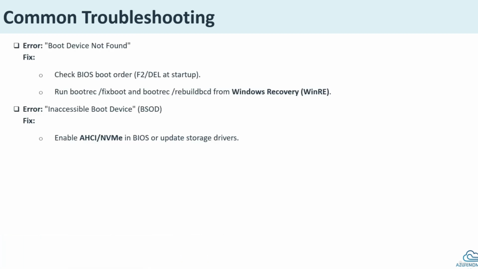Common Windows troubleshooting explained. Number 1, boot device not found error. That means your PC can't find the hard drive with Windows. To fix, restart and press F2 or Del on your keyboard to enter the BIOS. Check if the correct drive is set as the first boot device. If still broken, boot from a Windows USB and run.